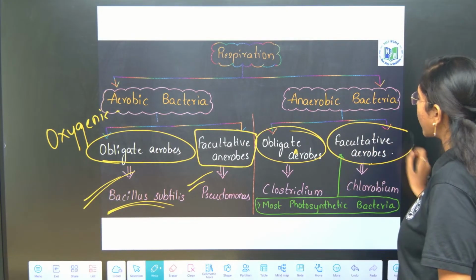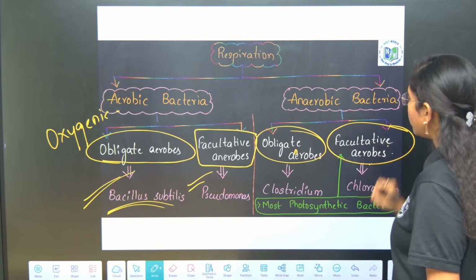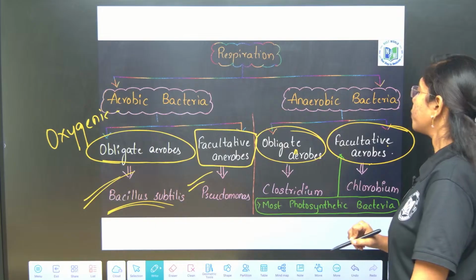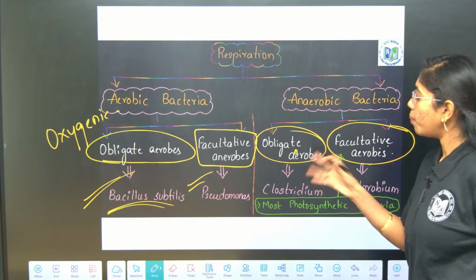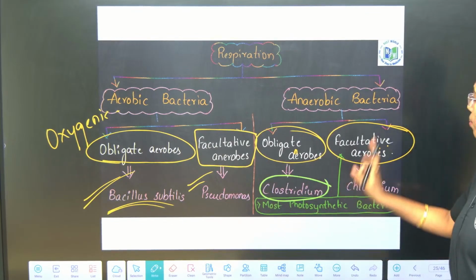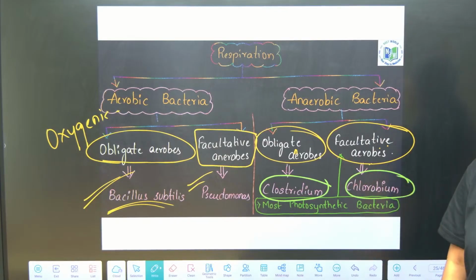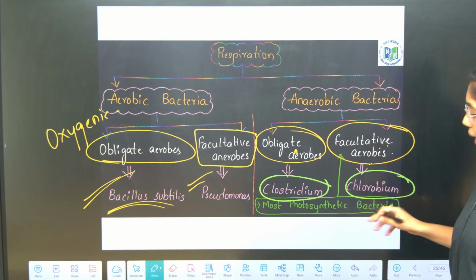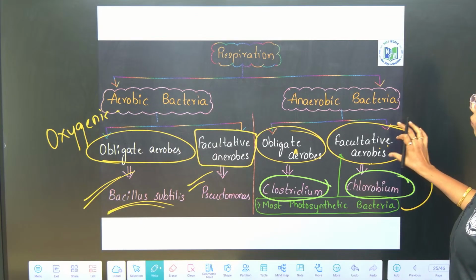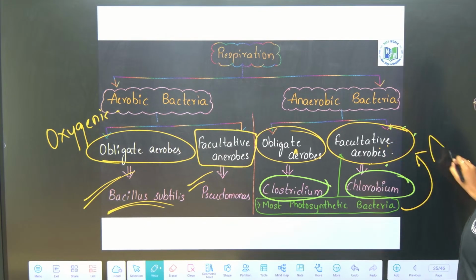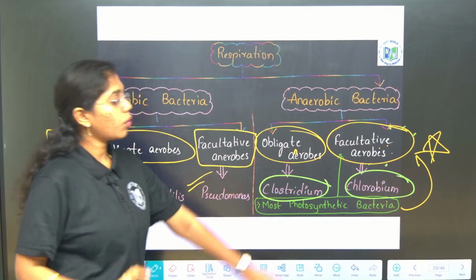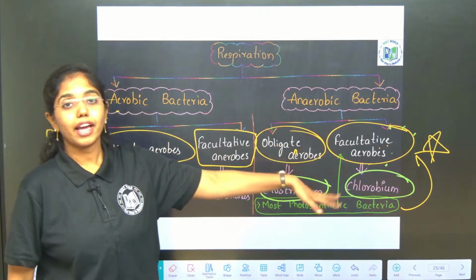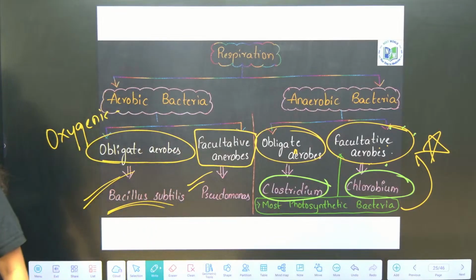What does the term facultative aerobe mean? Most of the time it acts like an anaerobe only. Whenever oxygen is present, it acts like an aerobe as well. So here, an obligate anaerobe example is what? Clostridium, and a facultative aerobe example is Chlorobium. Most of the photosynthetic bacteria will respire as facultative aerobes only. Point to be highlighted and remembered. Most of the photosynthetic bacteria will conduct what mode of respiration? Facultative aerobic mode of respiration. I hope the complete metabolic diversity is clear to everyone.